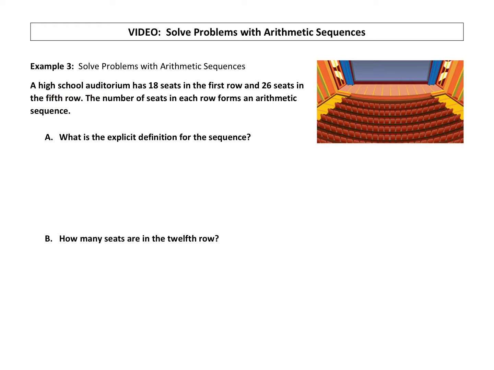Okay, a high school auditorium has 18 seats in the first row and 26 seats in the fifth row. The number of seats in each row forms an arithmetic sequence. What that means is that you're adding on, because you went from 18 to 26 seats, the same number of seats every row. What is the explicit definition for the sequence? So remember, our rule for explicit definitions is a sub n equals a1 plus common difference times n minus 1.